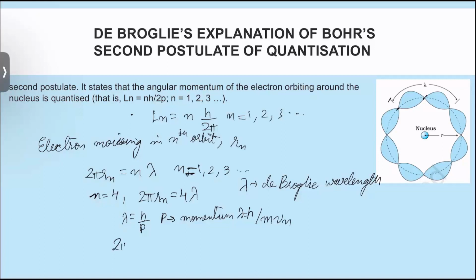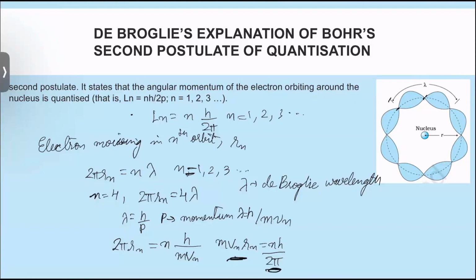So finally your expression becomes lambda equals n h by m v_n, or m v_n r_n equals n h by 2 pi. Okay, so this is again the quantum condition that was proposed by Bohr for the angular momentum of the electron. This is similar to the second postulate, where we were saying the angular momentum is an integral multiple of h by 2 pi.